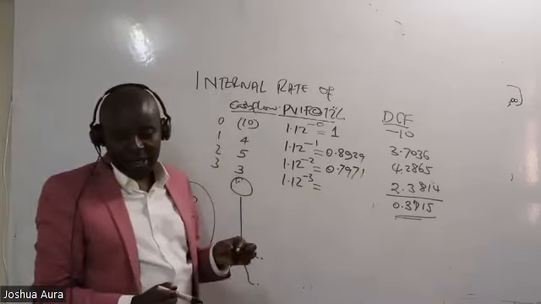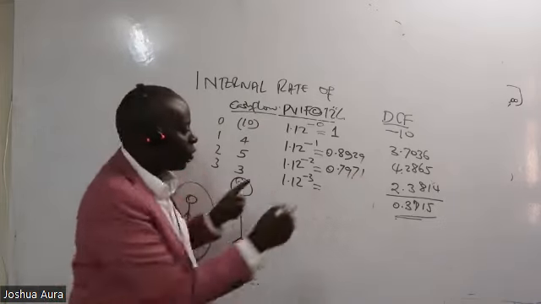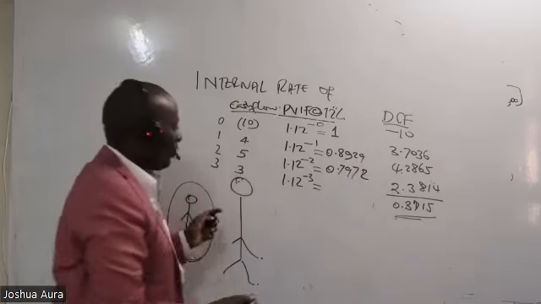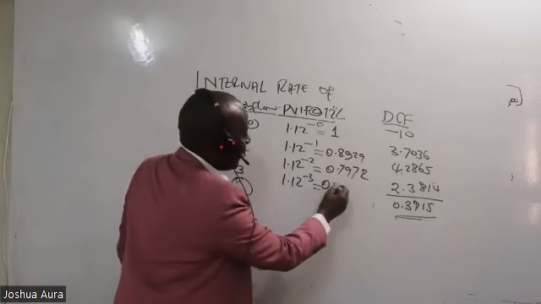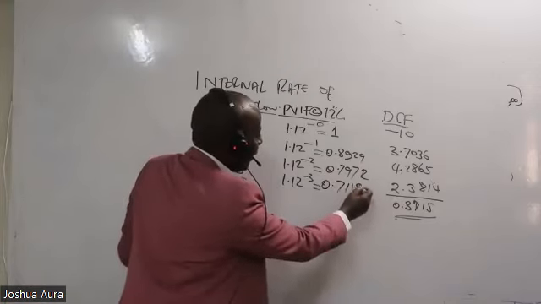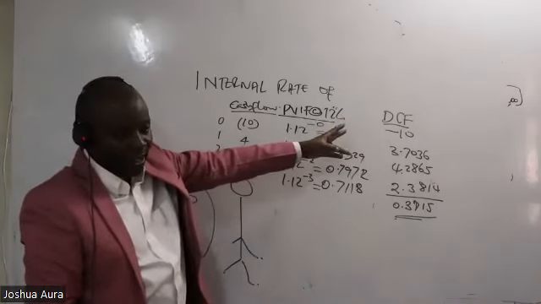The last one, is it 7.1 or 7.2? Please, so many students are telling me 7.2. And then the last one, what do we have here for the last one? 0.7118. Now from there, of course, we need a column of discounted cash flows, isn't it?